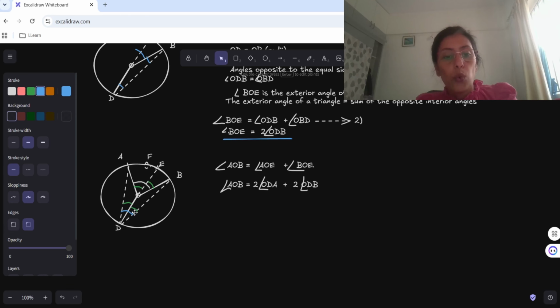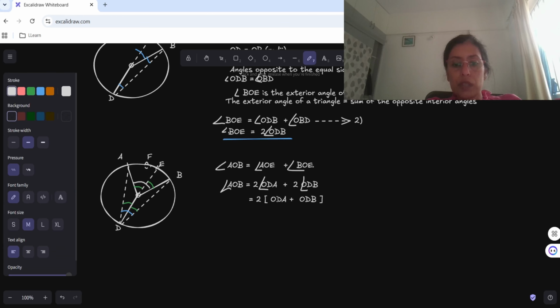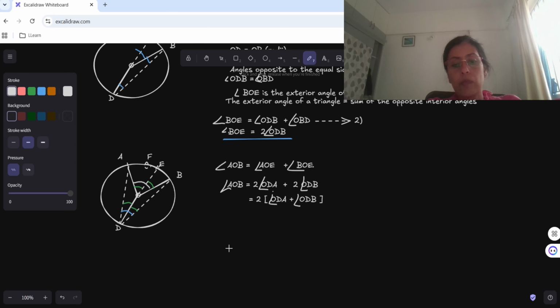Okay, now let's see what is ODA. ODA is this part and ODB is this angle. So we can write this is equal to, we can take 2 out, and we'll say ODA plus ODB. This is the angle. Okay.